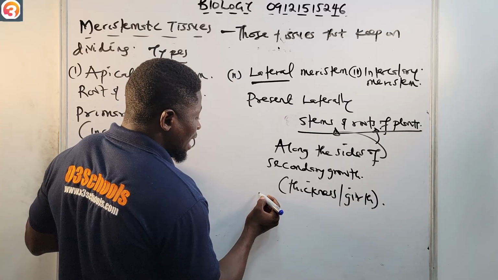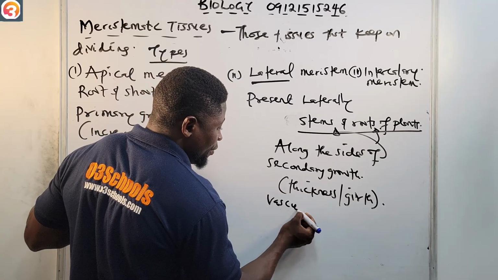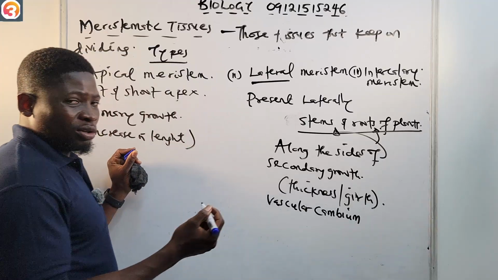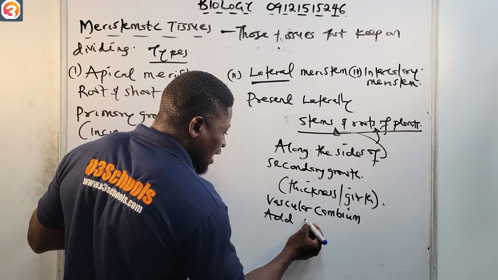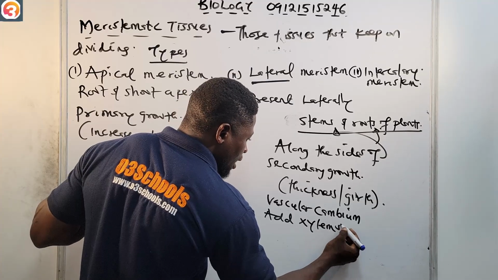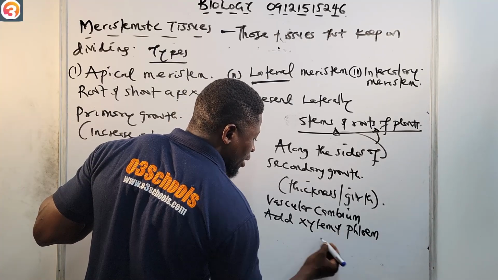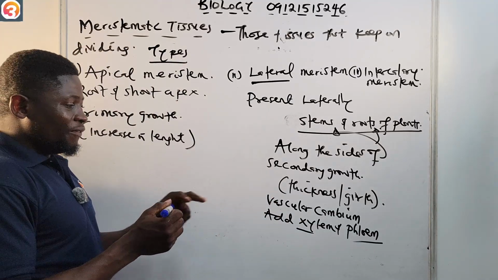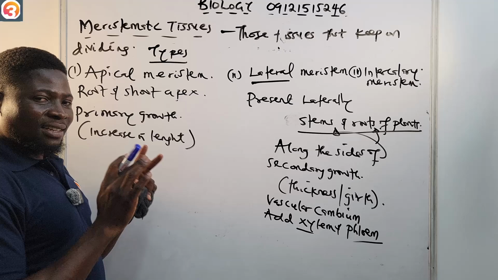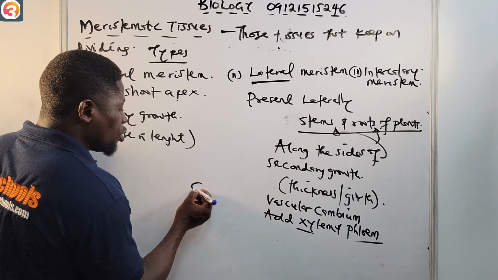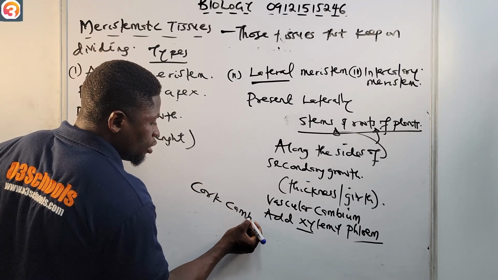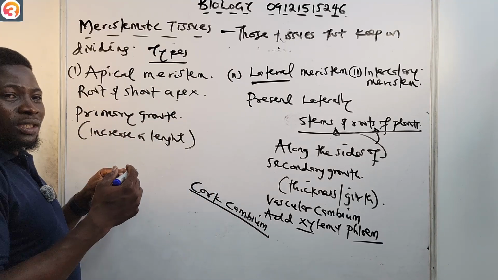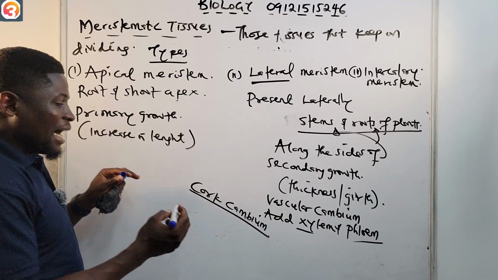Number one, we have the vascular cambium. What the vascular cambium does is to add xylem and phloem. We are actually going to see the uses of these two. They add xylem and phloem. They also have the one we call cork cambium. What the cork cambium does basically is to add bark.